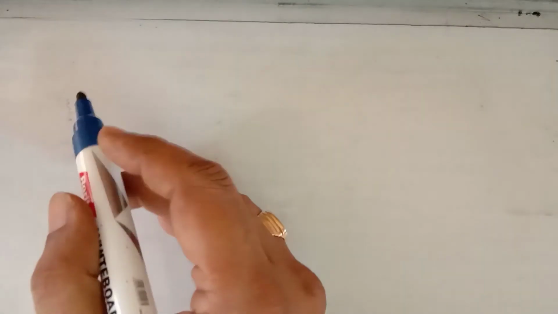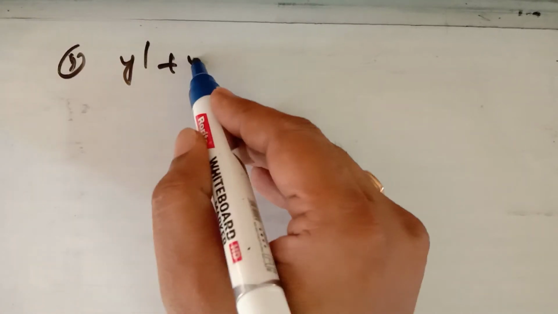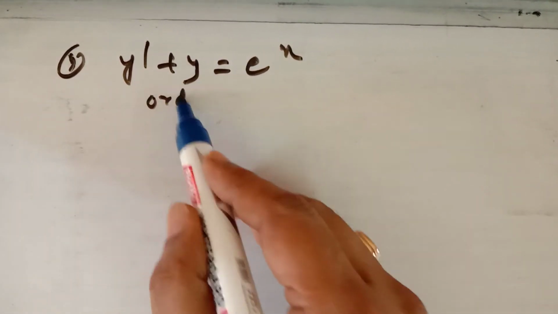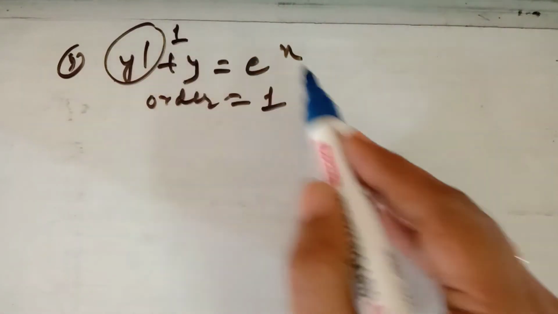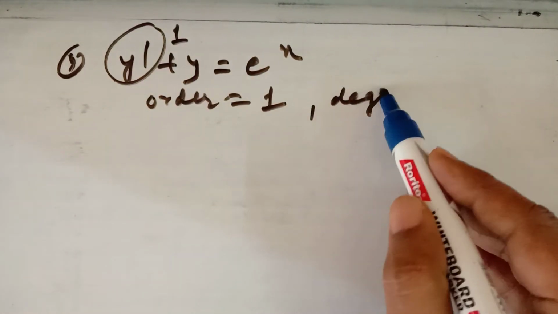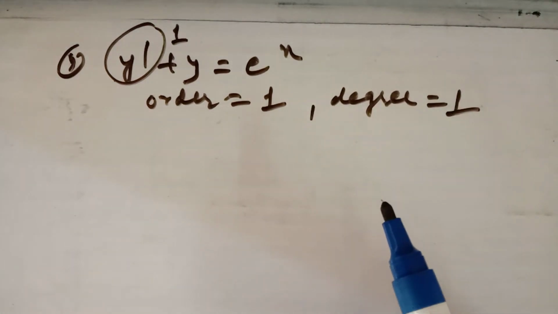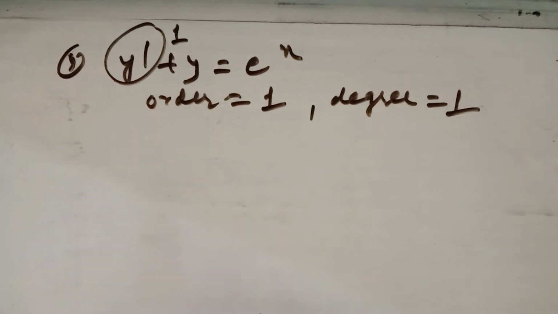Let us take another. We have the 8th question, in which we have the first derivative plus y is equal to e to the power x. Therefore its order is 1 because the highest derivative here is 1 and its power is 1. So its degree is also equal to 1. Why is the degree here defined? Because this is a differential equation whose derivative is a polynomial equation in terms of the derivative.